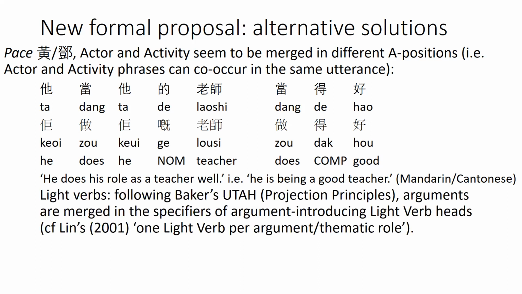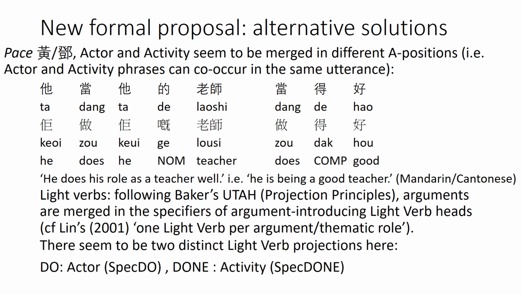So in line with traditional projection principles, where arguments are introduced by A-heads, which according to Lin's light verb analysis of Chinese is one light verb per argument and thematic role, we get one light verb introducing one particular type of argument or thematic role. And if so, we should posit two different light verb heads. A higher one, called do, for example, that introduces the actor argument in a specifier, and the lower one, which I informally call done.